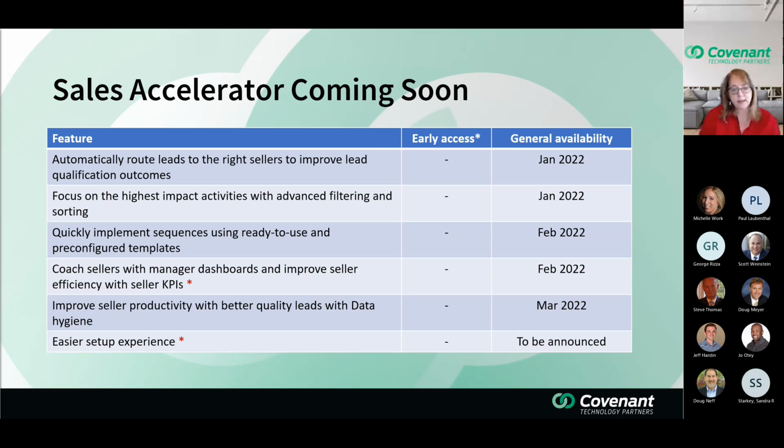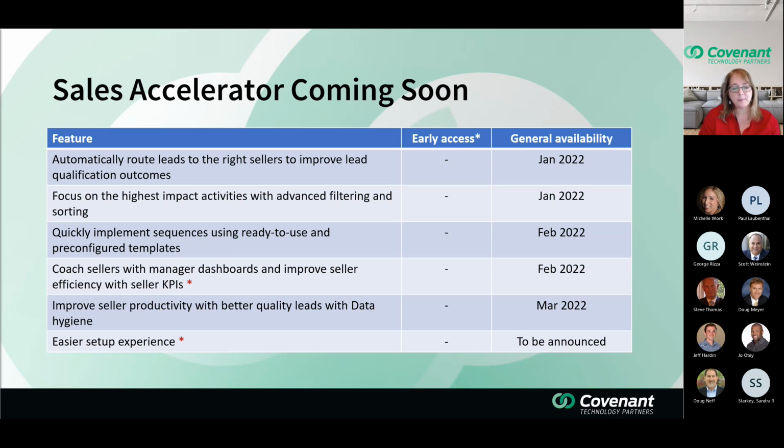Coach sellers with manager dashboards, improve seller efficiency with seller KPIs. That's going to be that Deal Manager area workspace. Improve seller productivity with better quality leads with data hygiene. It's just helping you clean your leads. That's the biggest thing. What's the one thing that we always run into? Not being able to have clear, concise data. It helps eliminate anything that they don't really need. Say a lead just came in and they don't want to get it in their pipeline maybe until it's assigned to them. So it just cleans that out.